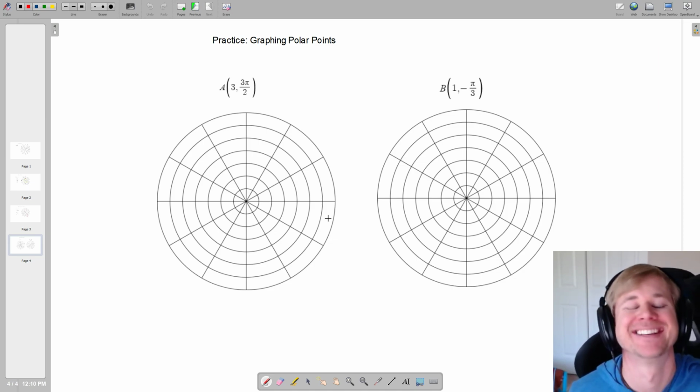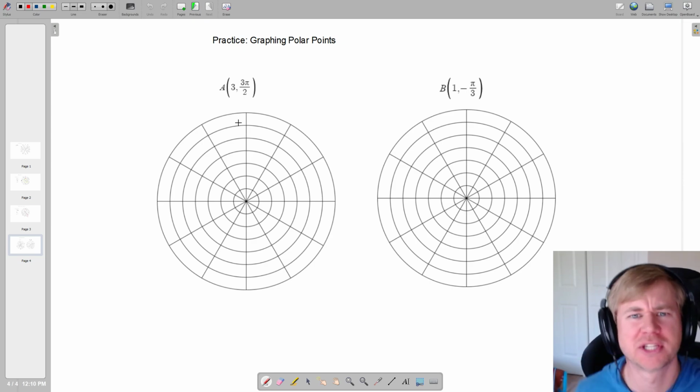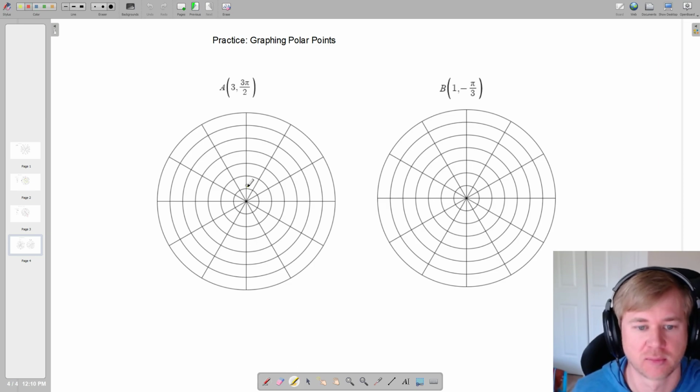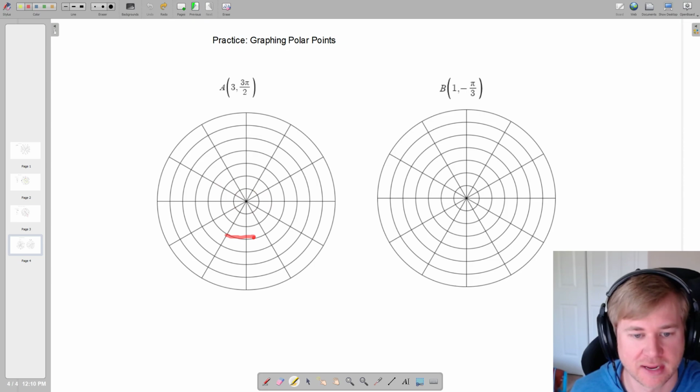And we're back. So 3 comma pi over 2. What'd you get? Well, let's start on the third ring. 1, 2, 3. So I'm somewhere in here. 1, 2. I'm on the third ring. So I think it's going to be down here somewhere. 1, 2, 3. This is the third ring.